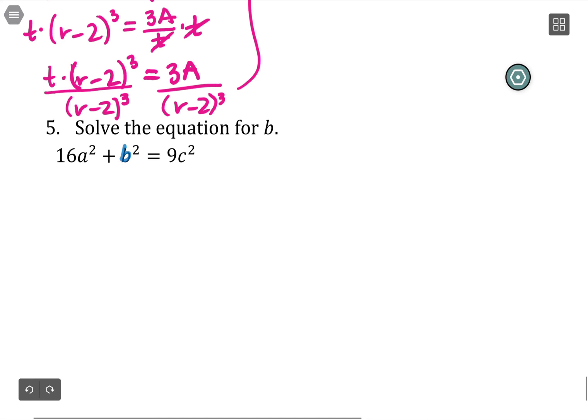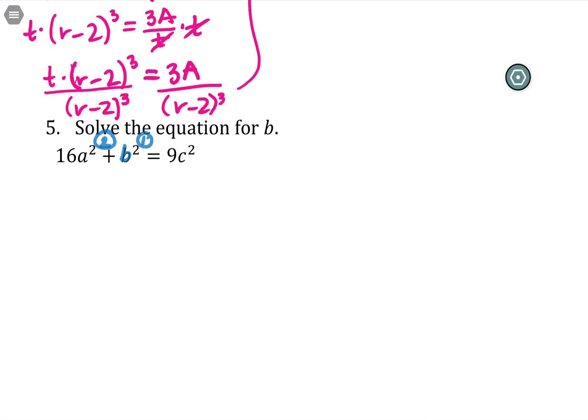All right, very last one, solve for b. Okay, so there's my b. What's being done to b? First would be exponents, since I don't have any parentheses, and then second would be addition. So once again, they look really messy. There's all this stuff going on, but if you can focus on your variable, this is really just a two-step process.